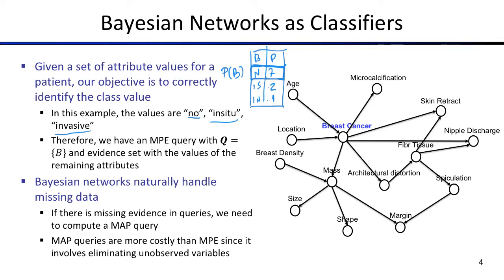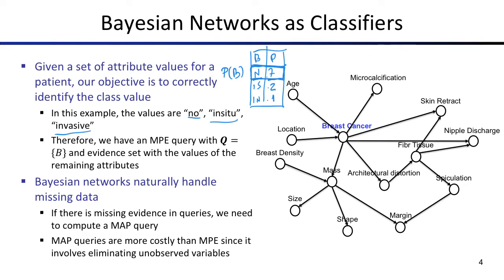So if we have an observation for all the possible variables except, of course, B, we call this query the MPE, that stands for the most probable explanation. As the name suggests, what we are interested in is to find the explanation, that is, the value of B that has the highest probability.